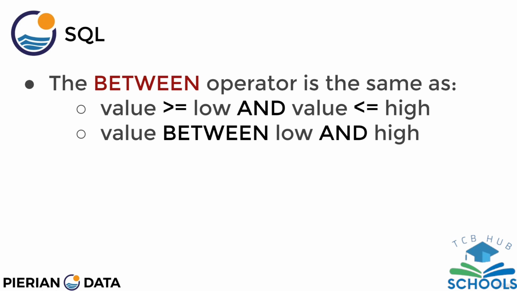You should note that using the between operator is essentially the same as asking individually where a value is greater than or equal to low and a value is less than or equal to high. So note that the low and the high here are both inclusive. So it's actually including the endpoints there.